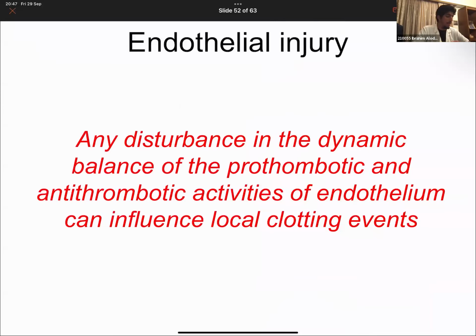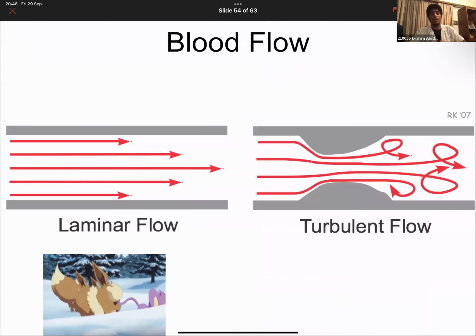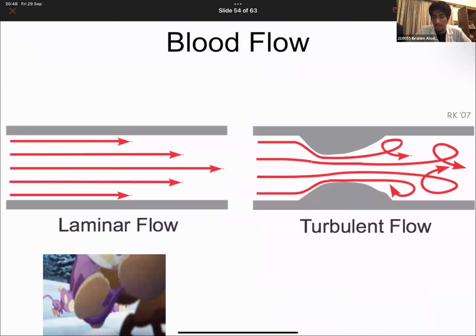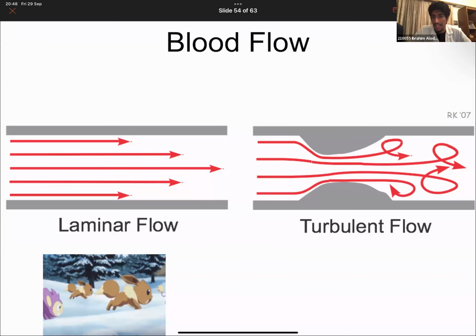Perfect. Good job. So, just like a summed up version, any disturbance in the balance between prothrombotic formation and antithrombotic formation is going to cause local clotting events. Just anything that might mess that up is going to cause this. Now we're going to quickly talk about blood flow, which is the last thing in the Virchow's triad.